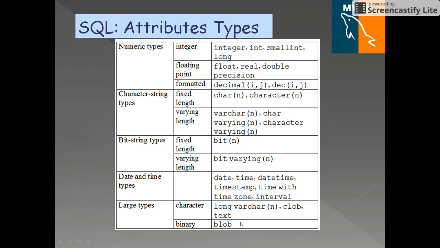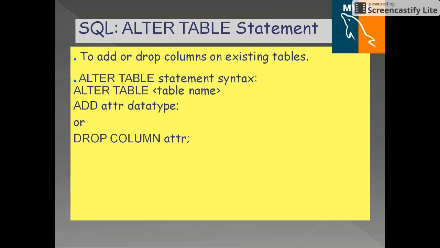The alter table statement. To add or drop columns on an existing table, we need to use this command, the alter table statement. Its syntax looks like this. Type alter table, followed by the table name. Then if you want to add any attribute, you may write add and then the name of the attribute and the data type. Or if you want to drop a column, just simply write drop column and the name of the column.